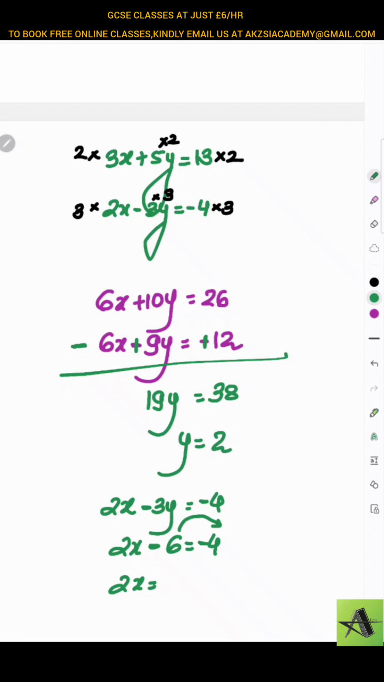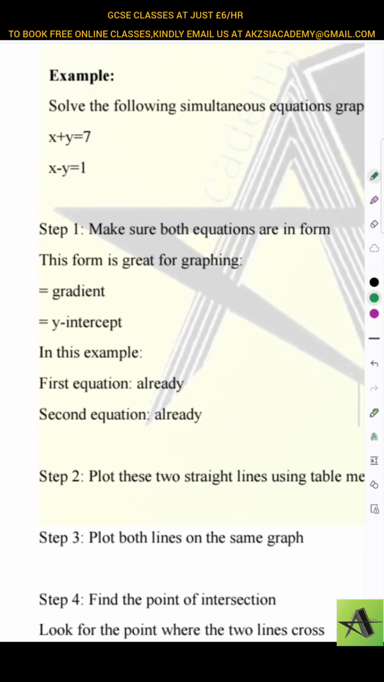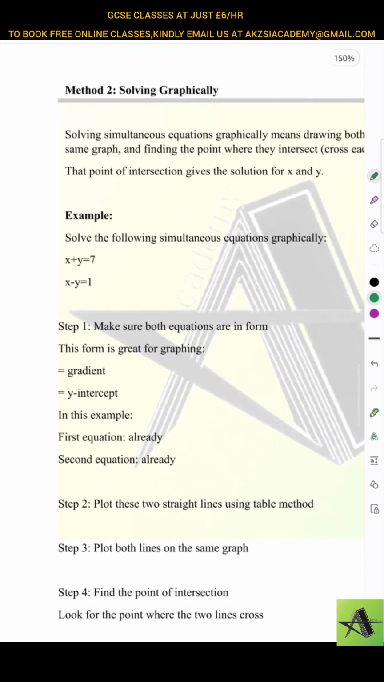Minus 4 plus 6 is 2, and x is 1. So hence we have found the answer, which is y equals 2 and x equals 1. So this was about the elimination method. Now let me show the graphical method.